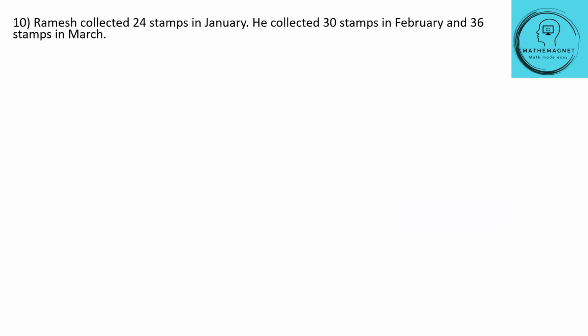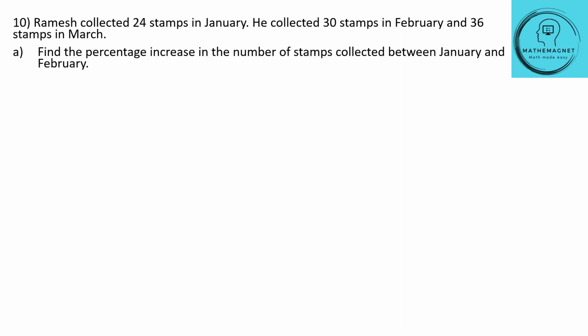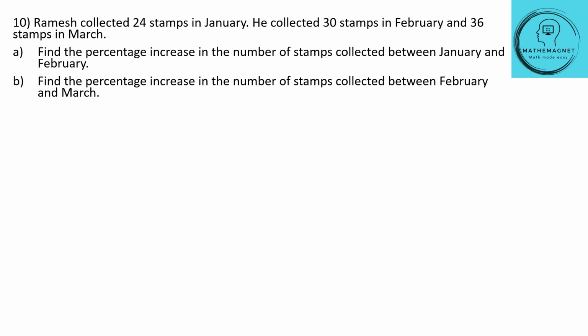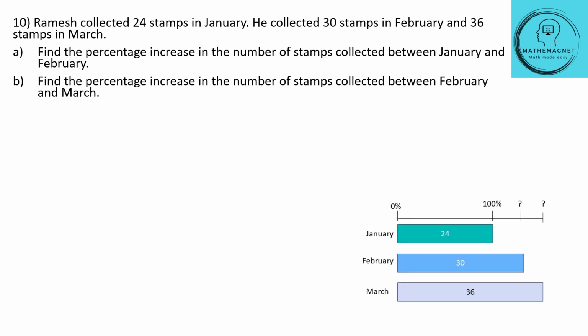Let's look at question number 10. Ramesh collected 24 stamps in January. He collected 30 stamps in February and 36 stamps in March. So question A is, find the percentage increase in the number of stamps collected between January and February, and find the percentage increase in the number of stamps collected between February and March. So here we are comparing three entities, January, February and March. So let's begin by drawing the bar model.